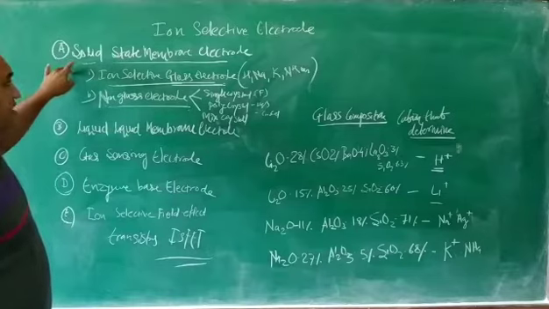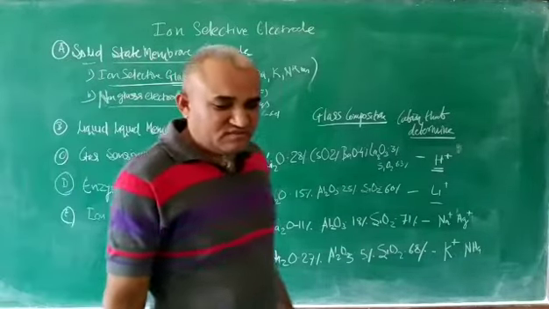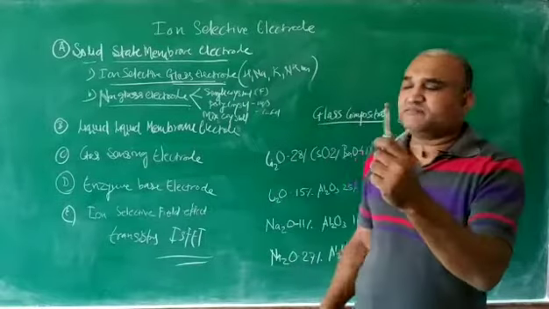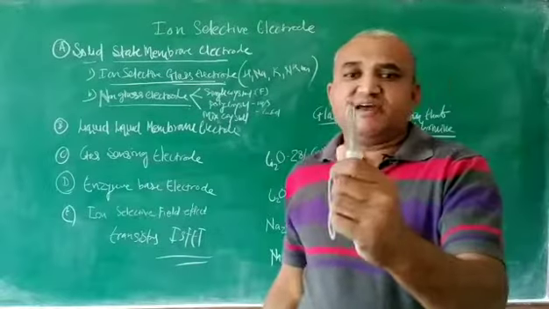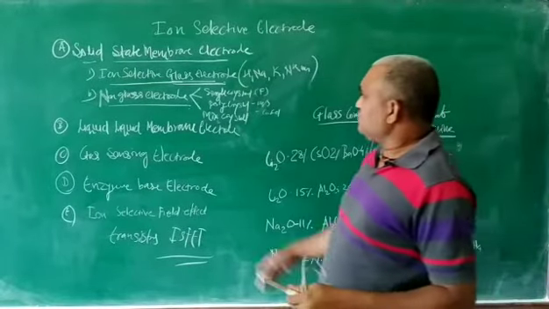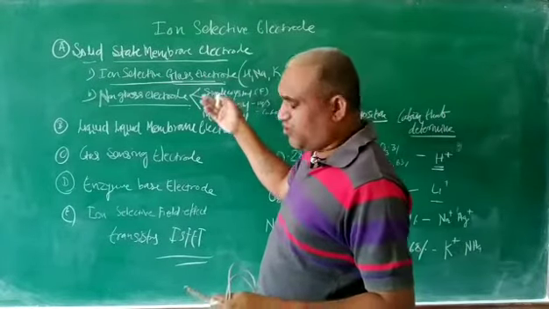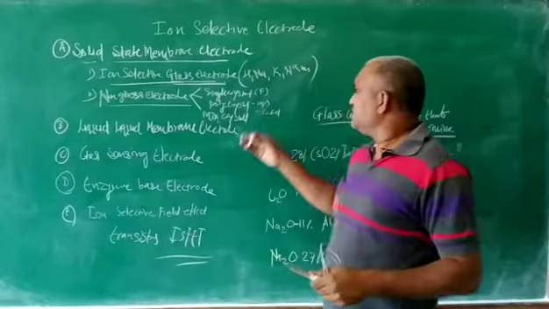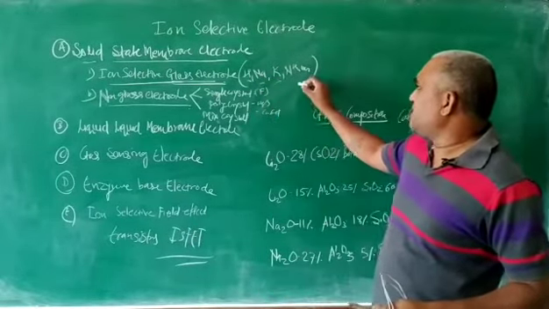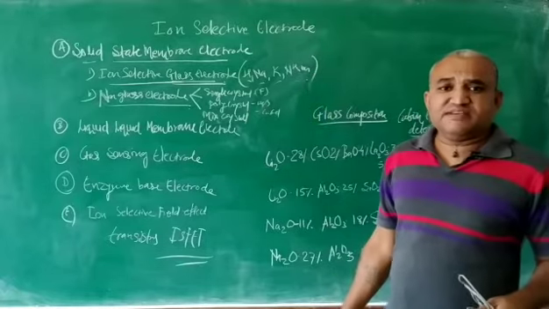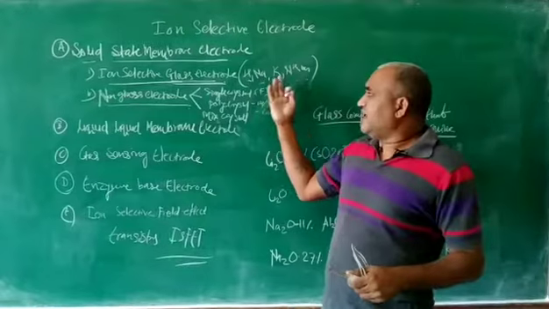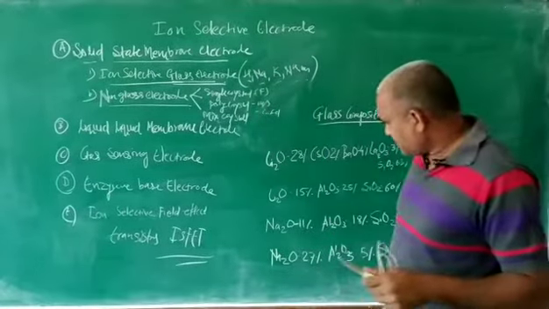So in ion selective glass electrode, this is one of the types of ion selective glass electrode. We measure hydronium ion concentration, sodium ion concentration, potassium ion, NH4 ion, and silver ion concentration. These are the ions available for ion selective glass electrode.